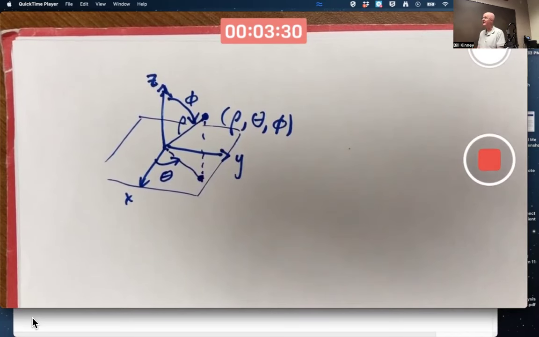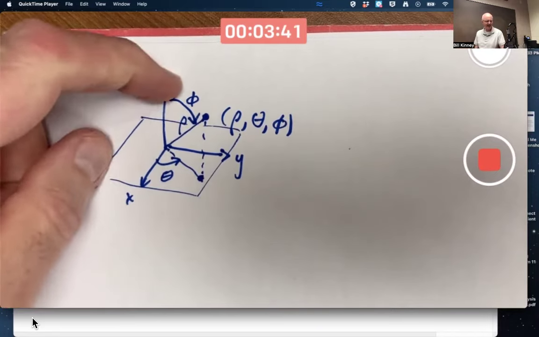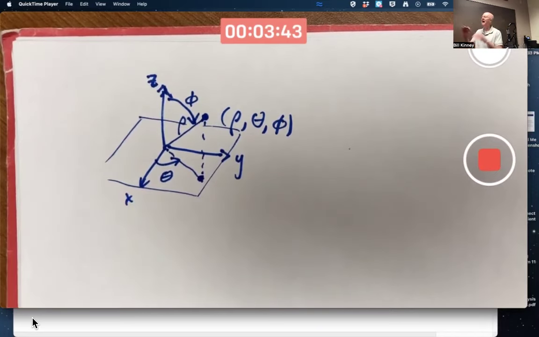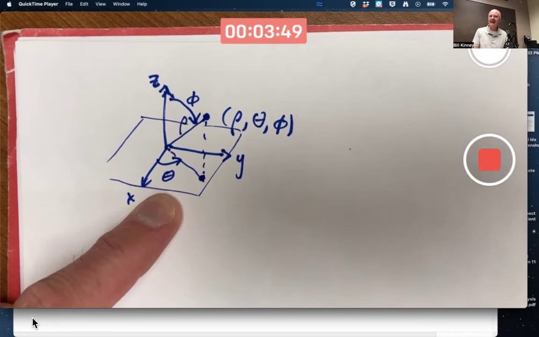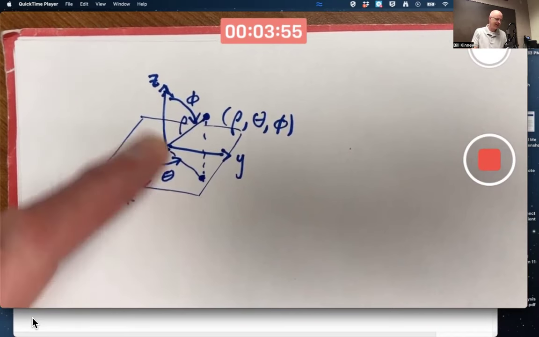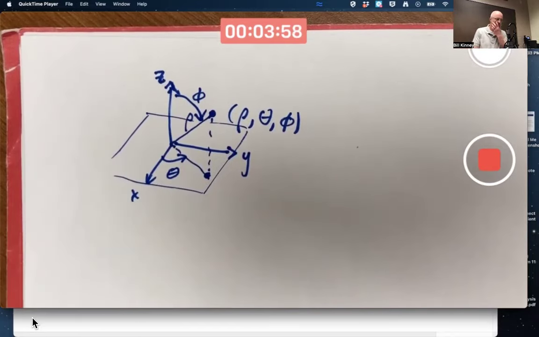Word of warning. Physicists not only say phi wrong, they switch around the phi and the theta here. They call that theta and they call that phi. Bad, bad, bad, bad, bad. I think that's an awful choice, but it's what they do. It makes more sense to call this theta because it does correspond to the polar coordinate theta in the xy plane, I think, and call that one phi.